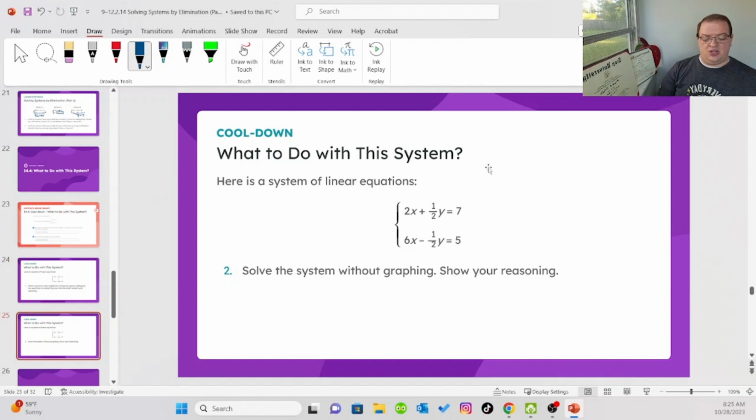Number 2, solve the system without graphing. Show your reasoning. So pause the video for a moment, go on Khan Academy, see if you can correctly answer these questions. If you can, you should be right on track for our test, which will be on November 3rd. If you still have questions or are unable to correctly answer these, bring those questions to class and get clarification from me.